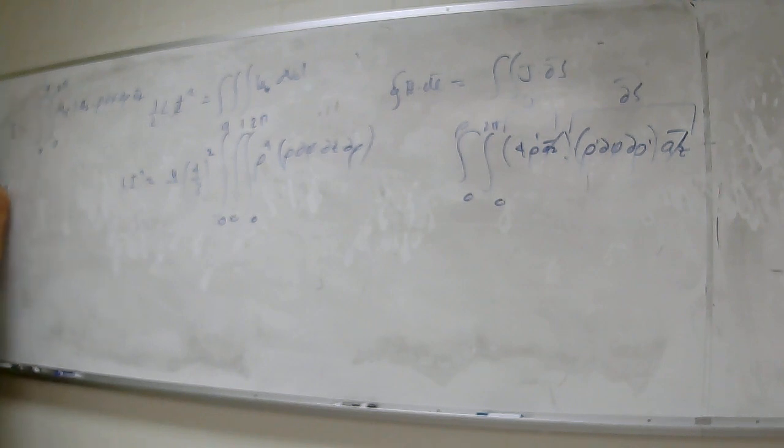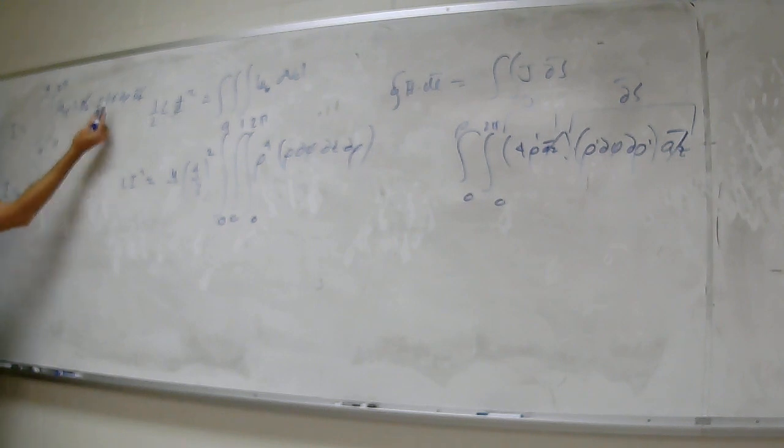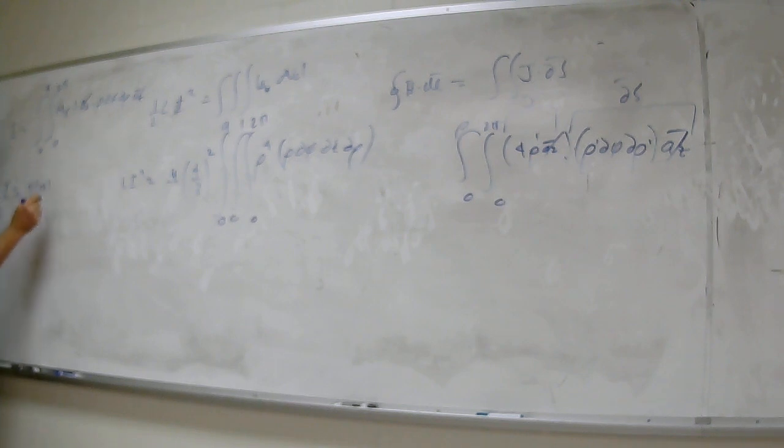Now that's I. So what's I going to be? I can take the 4 out in front. a_z dot a_z is 1. d phi from 0 to 2 pi is 2 pi. And then when I integrate, what do I have? Rho squared d rho is rho cubed over 3, from 0 to a is a cubed over 3. So that's I. Agreed?